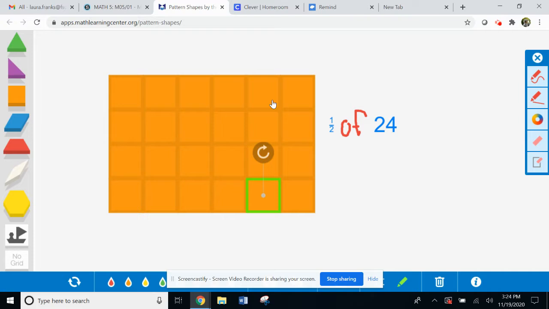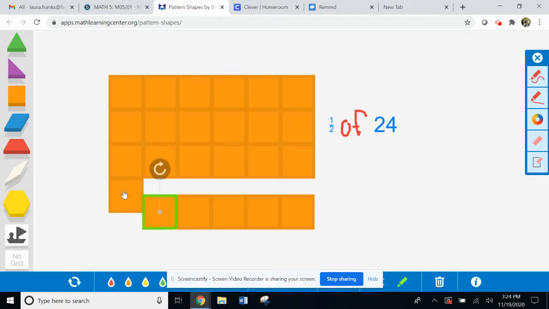So if I were going to find half of 24, again, we've talked about this the last week or so. You need to look at the bottom number, the denominator, and that tells you how many pieces you need to divide the whole into. So here I have a 2. So that means I need to divide these into 2 equal pieces. So I have to have the same number of units in each piece, in each section or each group, however you want to call it.